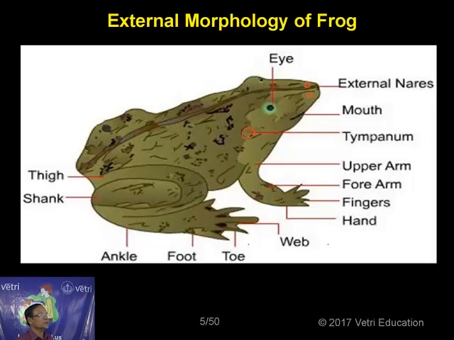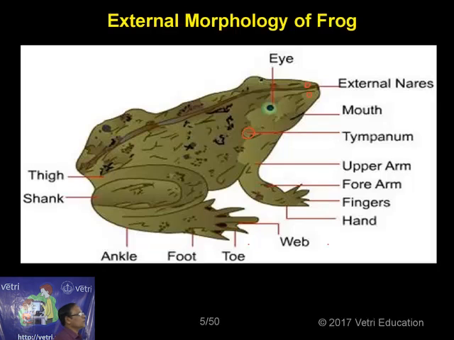Now we have two limbs, the forelimbs and hind limbs. As in all vertebrates including humans, we have the upper arm, forearm, and then the hand. The wrist, palm and fingers together are what we call the hand.